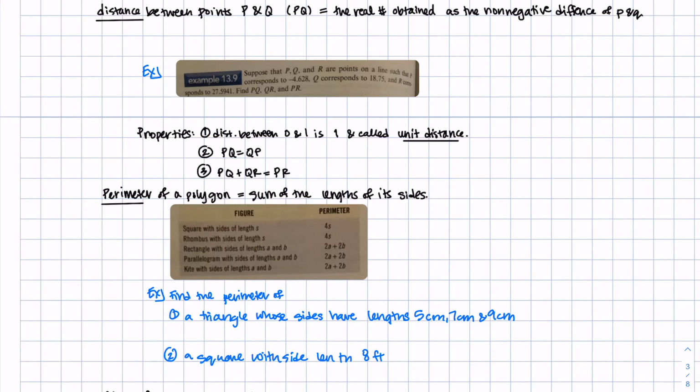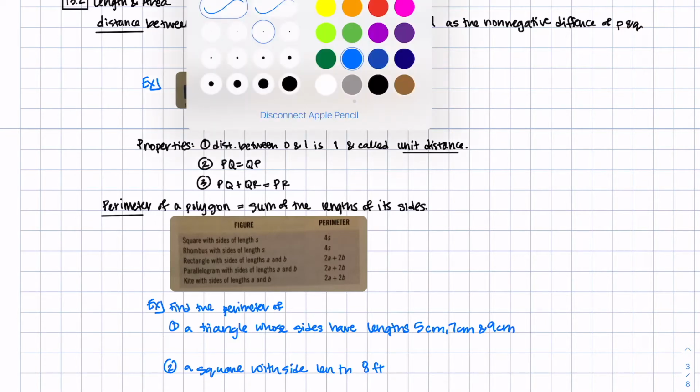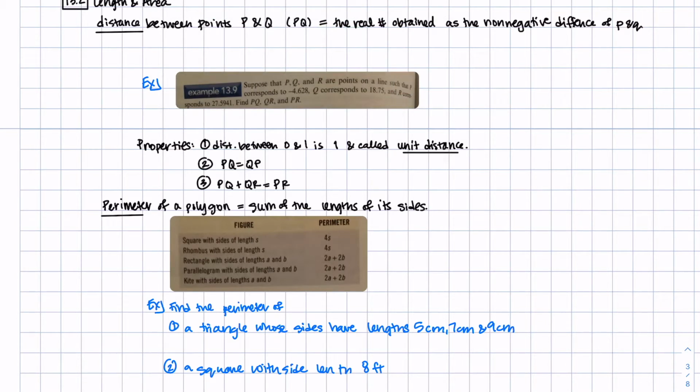Welcome back. So moving on to section 13.2, we're going to be talking about length and area. To start off talking about length, which is like a one-dimensional measurement, we're going to be looking at the distance between 2 points. If I have 2 points, between any 2 points I can make a line. And so I think of them lying on a real number line.